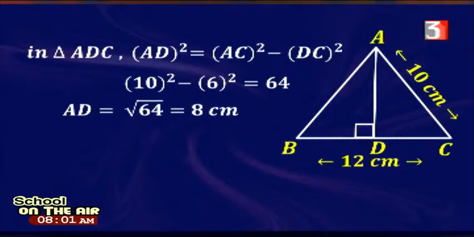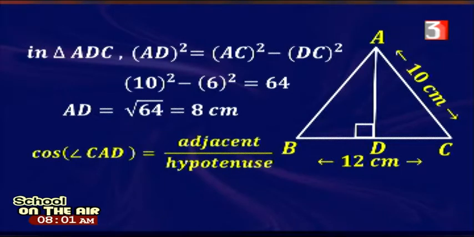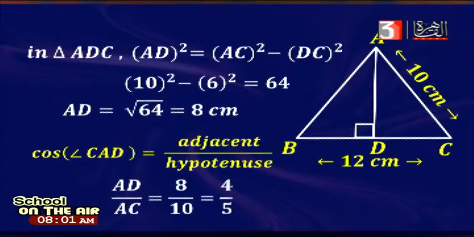Now, I want you to find cosine angle CAD. What about the cosine? That's correct. It is adjacent over hypotenuse. So cosine angle CAD equals adjacent over hypotenuse, which gives AD over AC, which is 8 over 10. After reduction, you are going to obtain a ratio of 4 over 5.